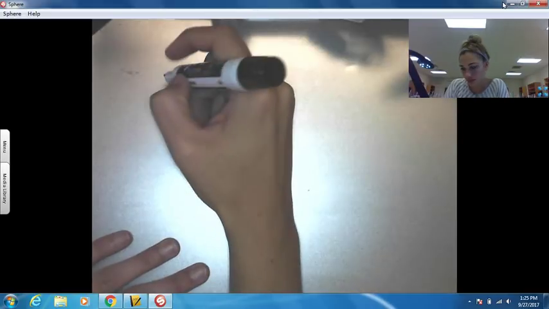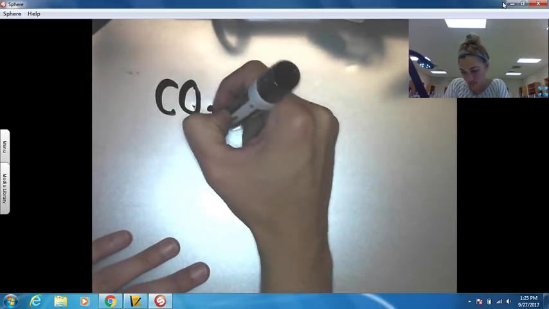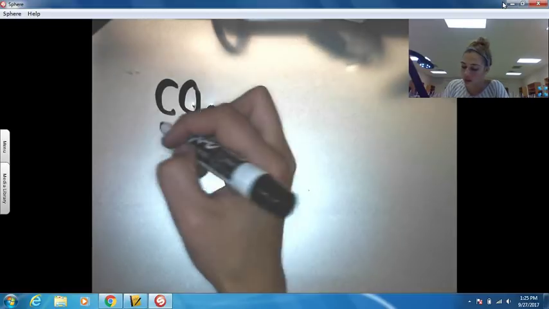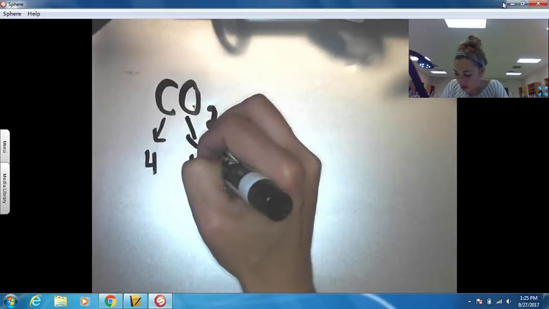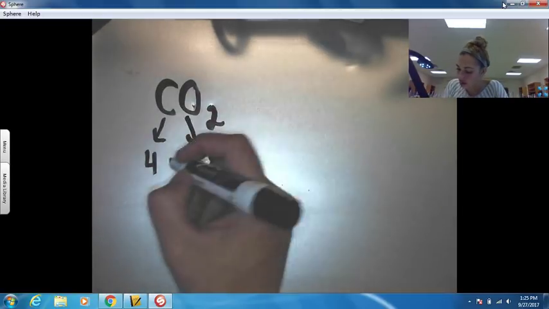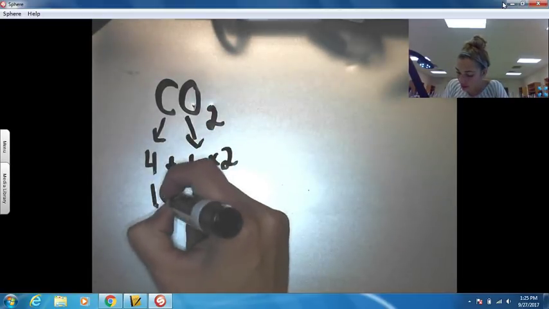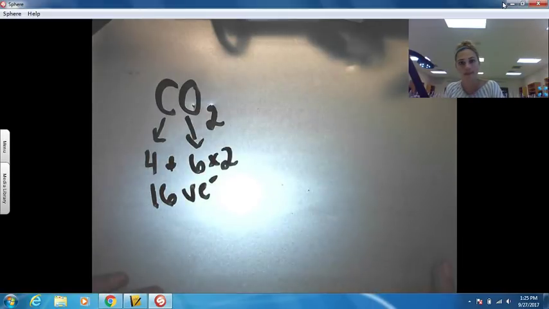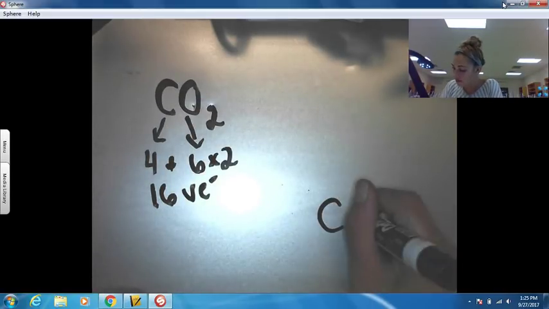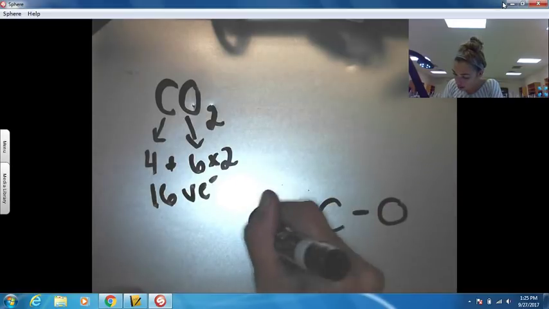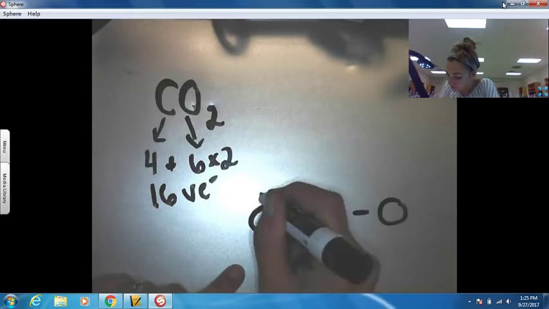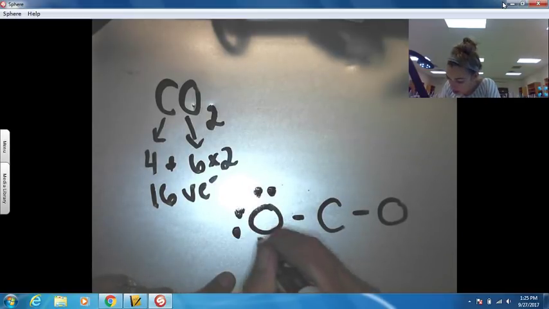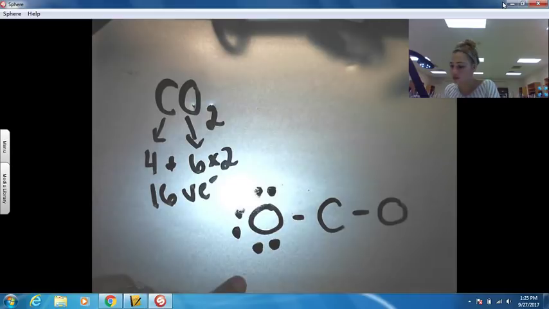Let's do CO2. All right, so carbon has 4 valence electrons. Oxygen has 6, and there are 2 of them. So you add this together, that's 12 plus 4, that's 16 valence electrons. So I'm going to put carbon in the middle, oxygen on either side, and then I have to start filling up my valence electrons. So oxygen needs 6 more, same thing for the other oxygen.